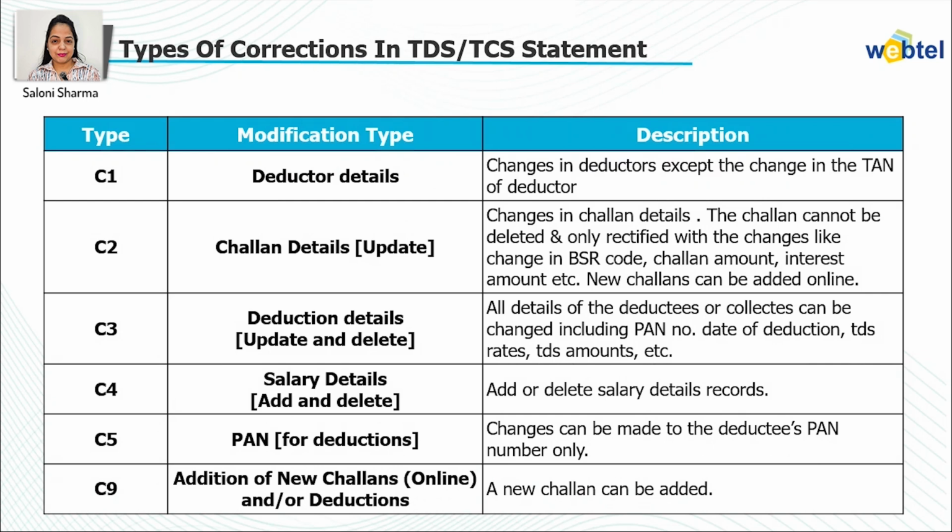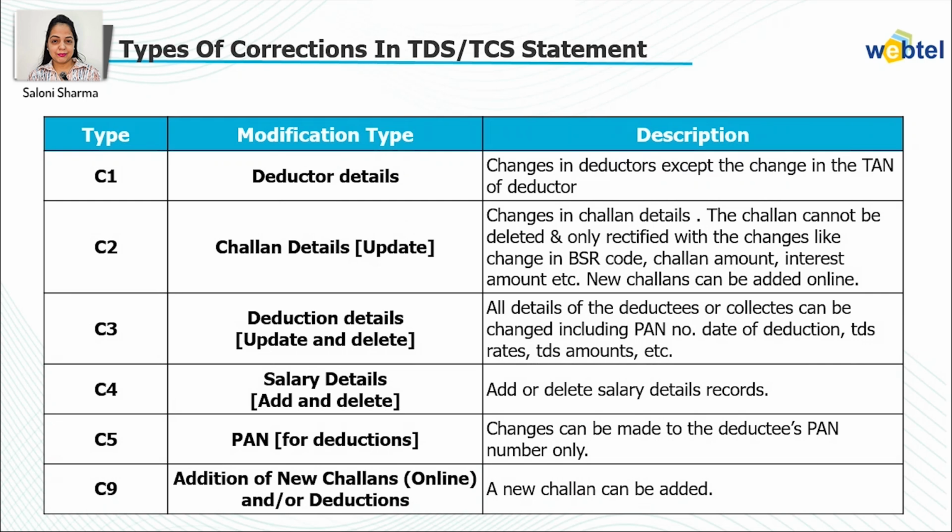Now let's look at the types of corrections in a TDS or TCS statement. If the modification is related to the deductor, each and every detail can be changed except the TAN number of the deductor, and the type of correction will be reflected as C1. In case the details related to the challan are changed, the challan details need to be modified only on the TRACES portal, and a new challan can also be added online, and the type of correction will be reflected as C2.